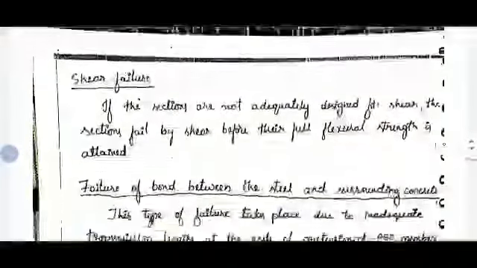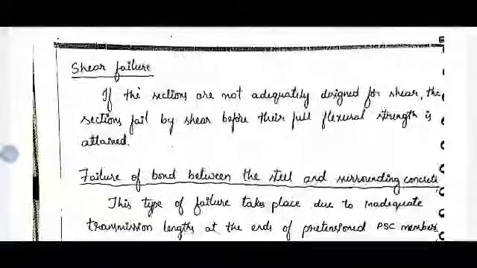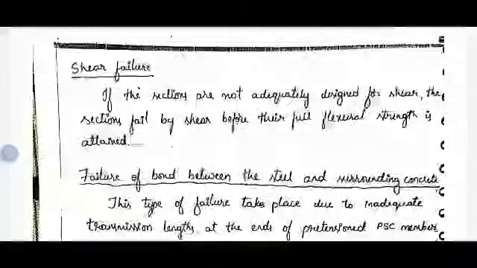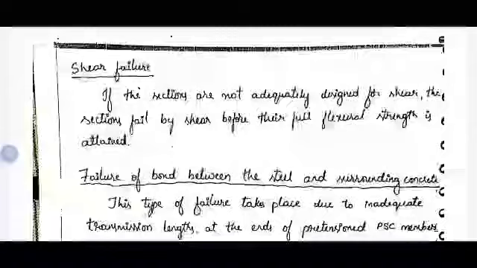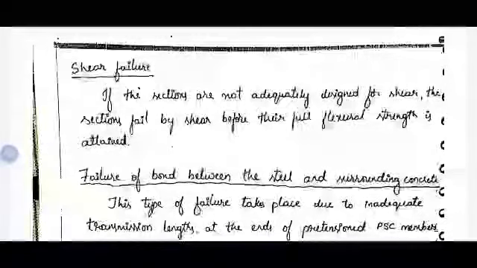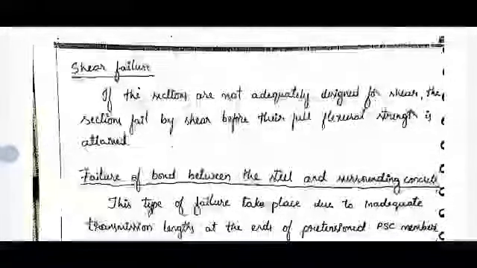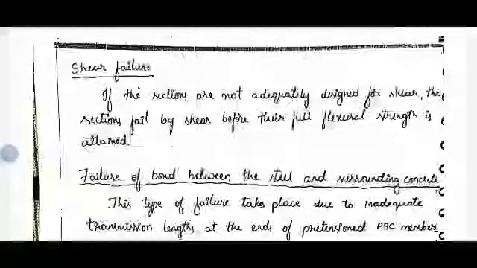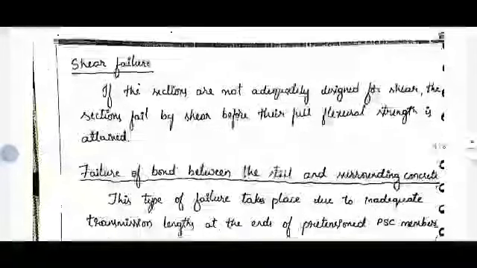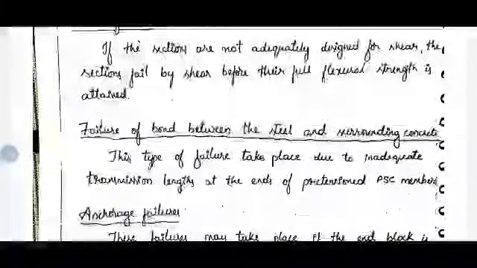And the next one is shear failure. Shear is the breakdown of the section. If the depth of the beam is not properly designed, or if the cross section of the beam is not properly designed, then it will fail under shear when the flexural strength reaches its maximum limit. Then failure of bond between the steel and surrounding concrete.